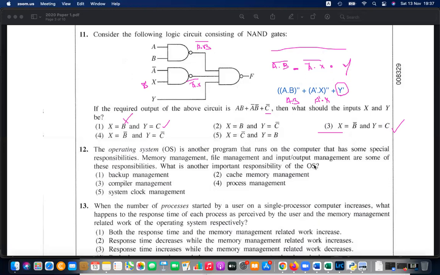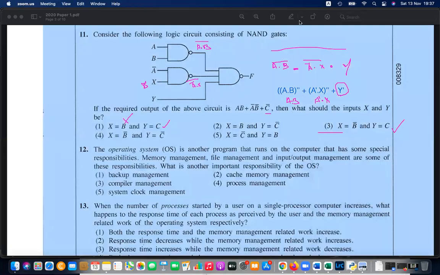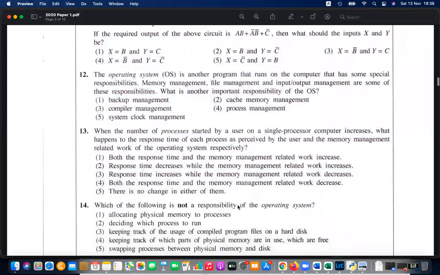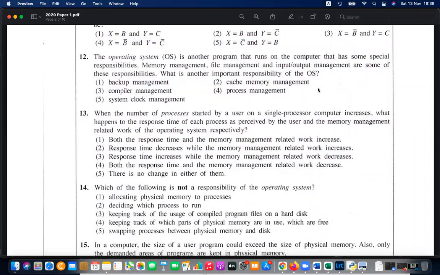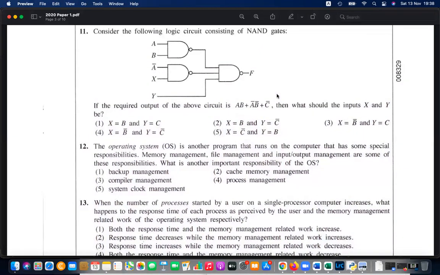Then let's move to question number 12. The operating system is another program that runs on the computer and has some special responsibilities: memory management, file management, IO management. What is another important responsibility of the OS? Backup management? No. Cache memory management is also memory management. That is correct, but it's a part of memory management. Compiler management? Process management, of course. Process management is a direct responsibility of the operating system. Let's go for answer number 4, process management. That is the clearer answer, because the operating system is managing the resources. What are the resources? Memory, process, hardware, file, users, network. So here the answer is process management.